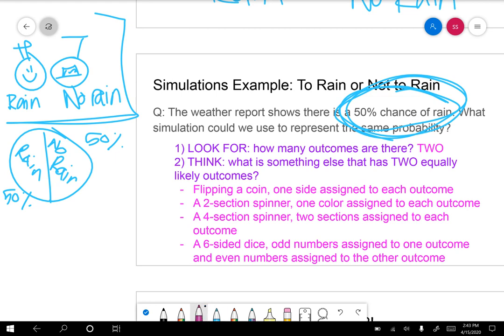You could also do a 4-section spinner, or really any number that you can cut in half, right? There are 4 sections, but maybe we still say that the entire left half is rain and the entire right half is no rain. So really, anything that you can split in half.